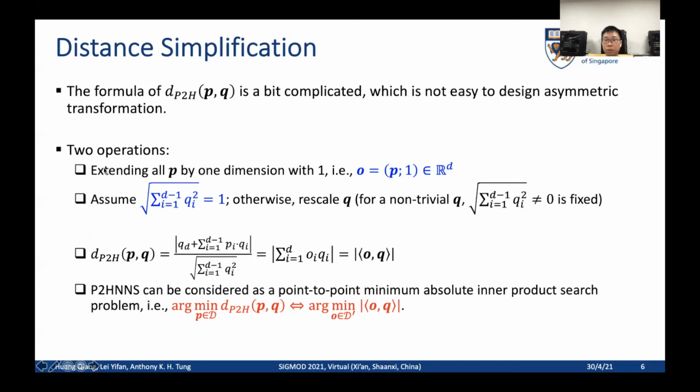After these two operations, the complicated formula of the point-to-hyperplane distance can be simplified as the absolute inner product between the data object O and the query Q. And then the point-to-hyperplane distance can also be considered as a point-to-point minimum absolute inner product search problem. Here is the formula.